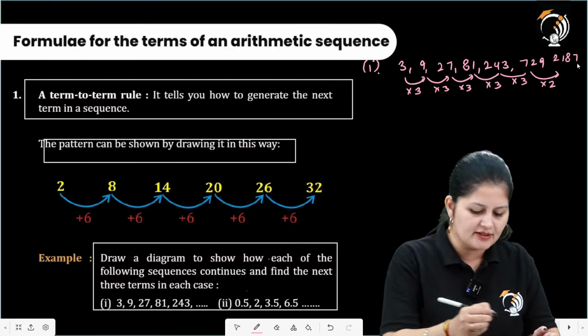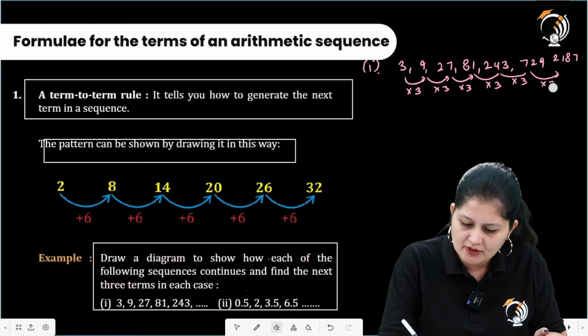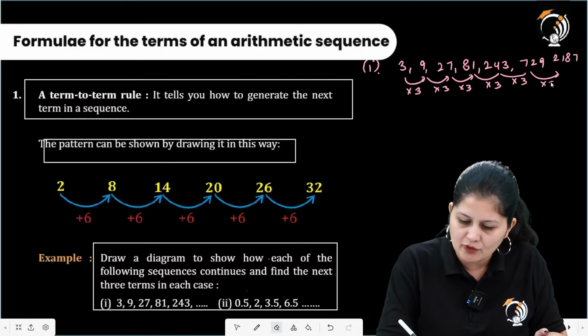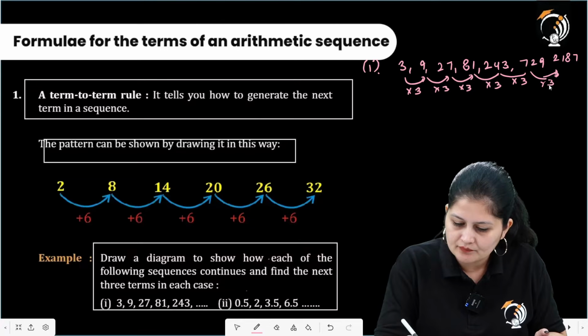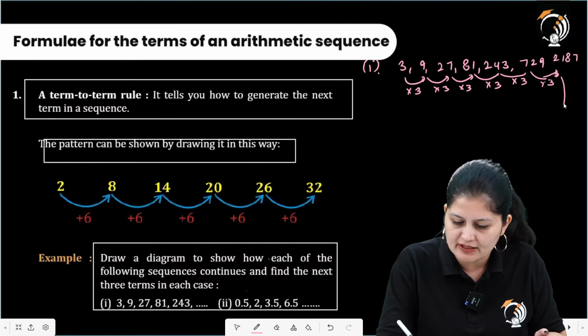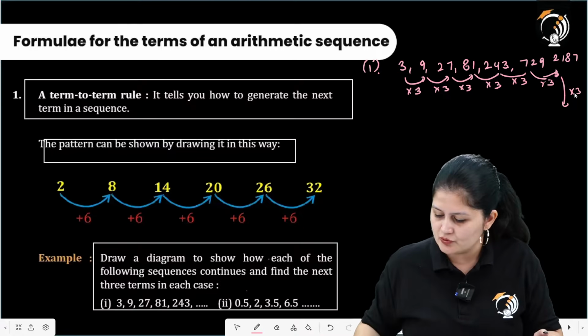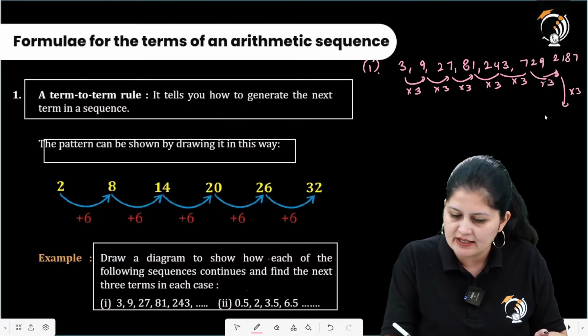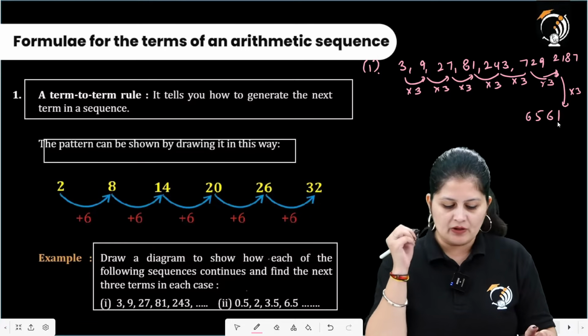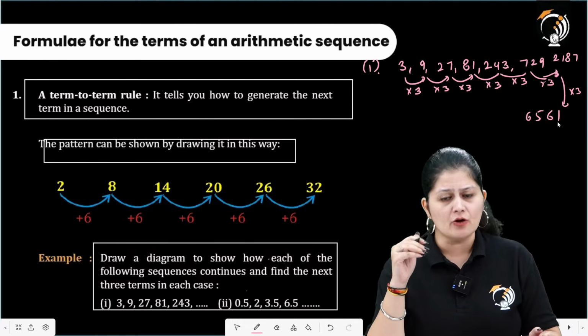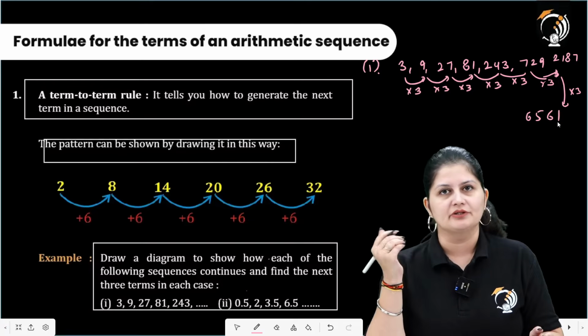As the question says we need to get 3 terms here, so we again multiply it by 3. Let's do the calculation. We get 6561. So these are the next 3 terms. Okay, this is how you calculate them here.